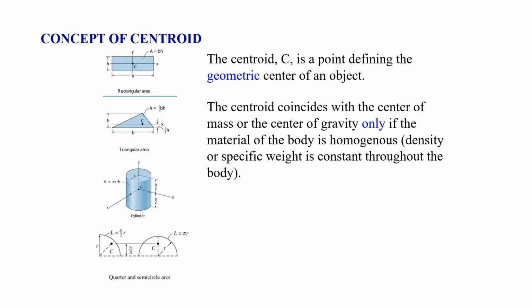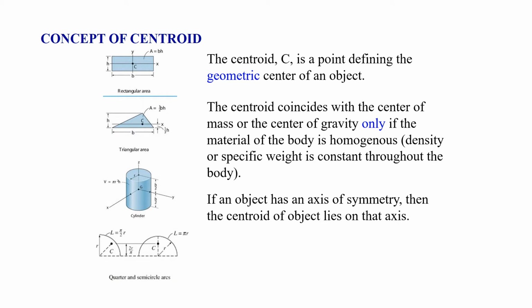The centroid coincides with the center of mass or the center of gravity only if the material comprising the body is homogeneous. That is, it has a constant density throughout. Many objects don't, but a lot of them do. So often the act of finding the centroid is sufficient to get the center of mass when we're talking about a body with a uniform mass or a uniform density.